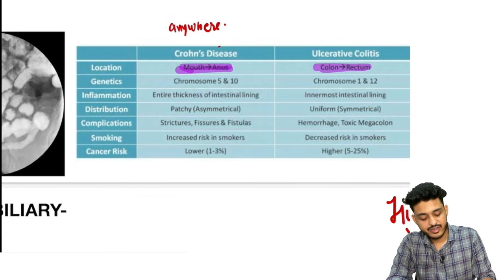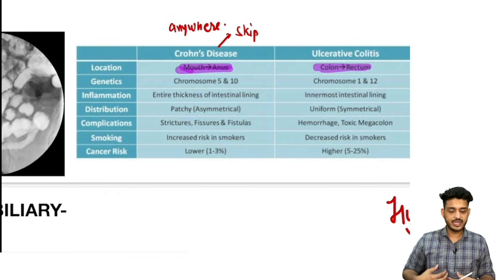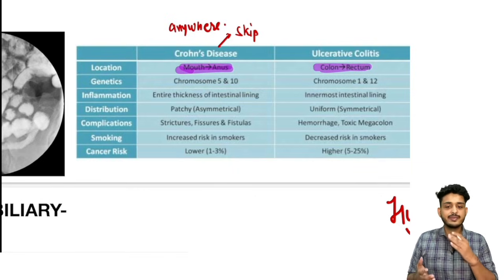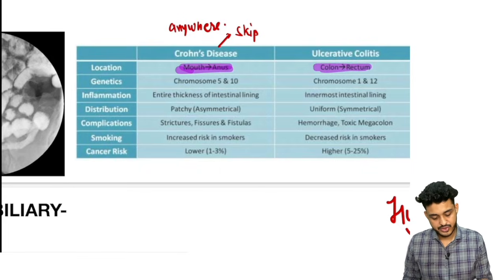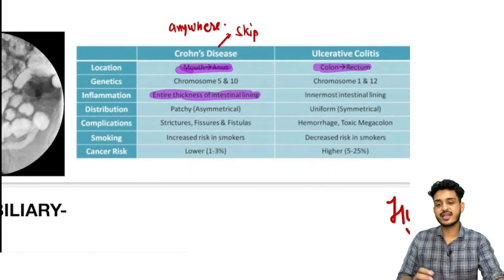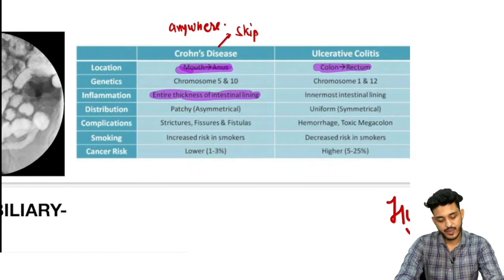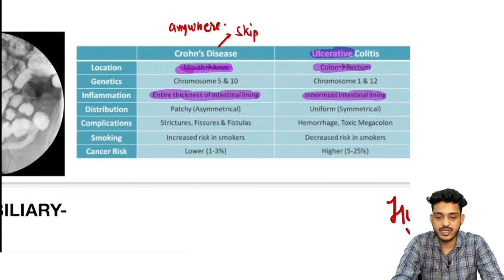Which lesions will you find in Crohn's disease? You can have involvement here, here, and here. These lesions are known as skip lesions, beta. Here you will have inflammation of the entire thickness of the intestinal lining, whereas in ulcerative colitis, the innermost intestinal lining will be involved.